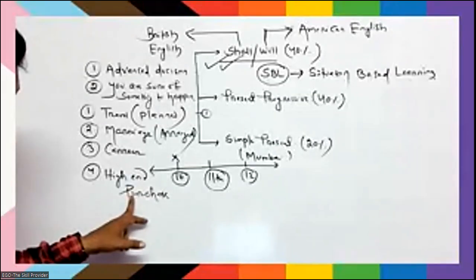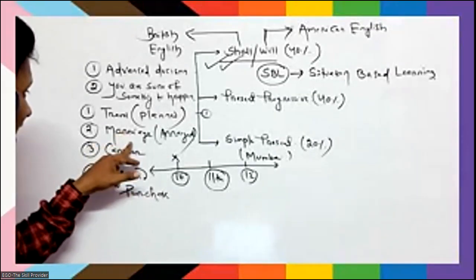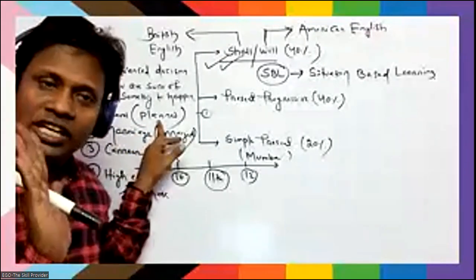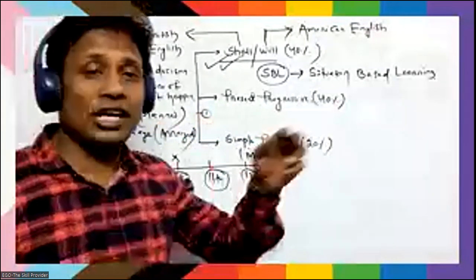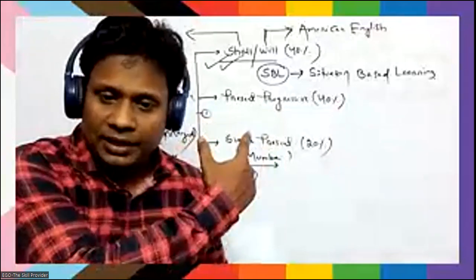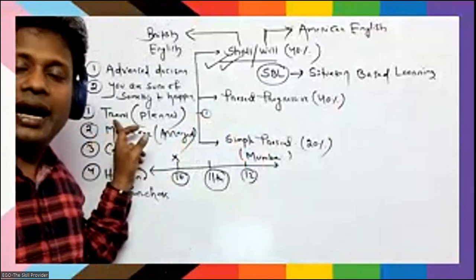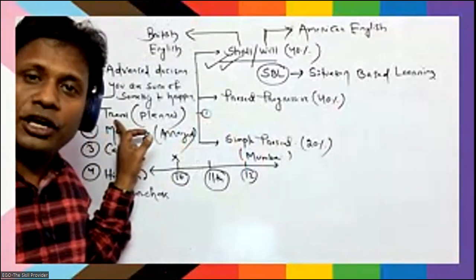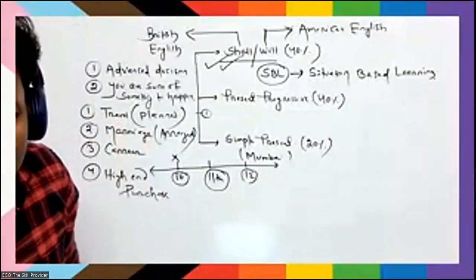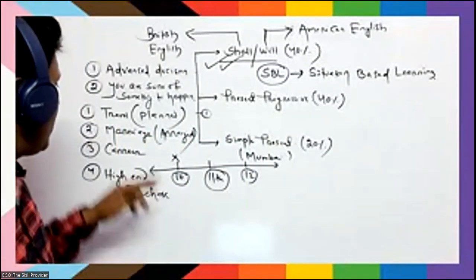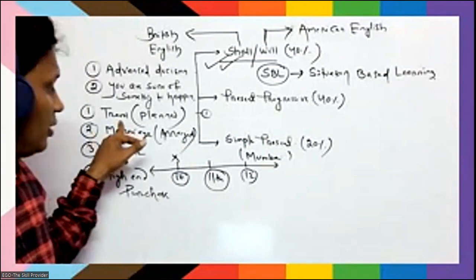Whether it is a high-end purchase, career, marriage, or planned travel, for these four different kinds of things, you are supposed to use present progressive for future time. Let me give an example. For travel, you can say, I cannot attend the class because I am going to Goa tomorrow, or I am traveling to Goa tomorrow. Why you are going? Because it's a planned thing.